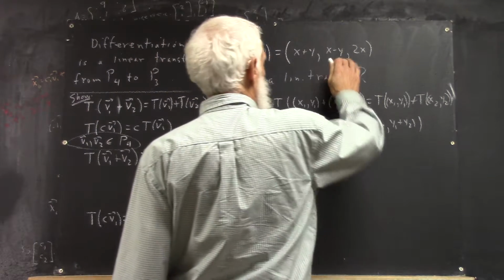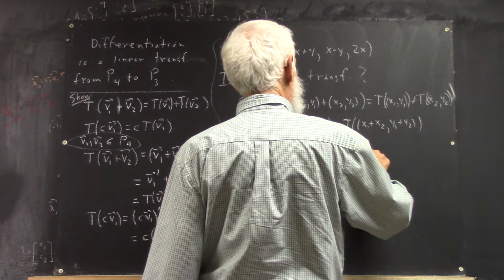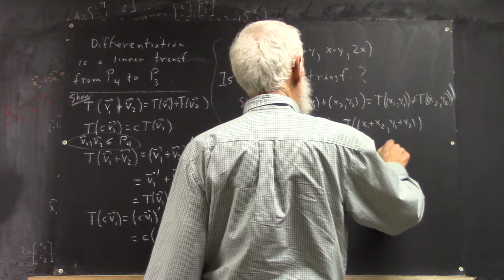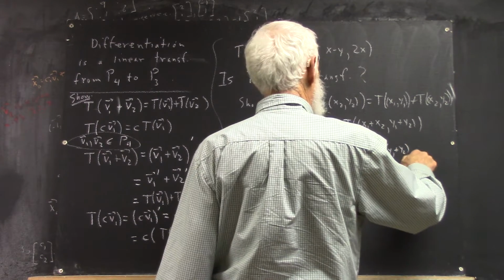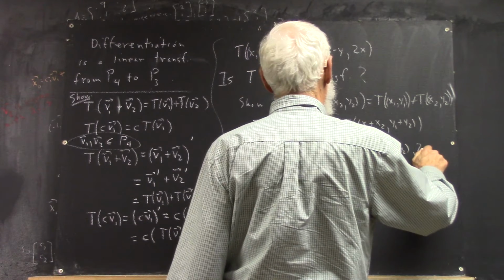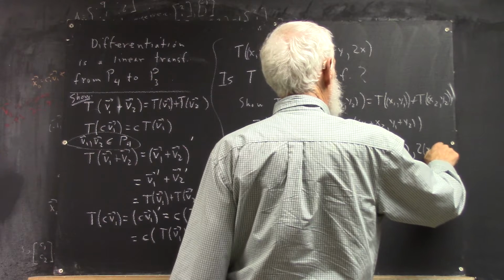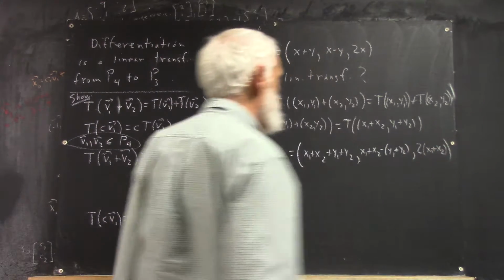And then when you do the same thing here, you're going to have x1 plus x2 minus the quantity y1 plus y2. And then you're going to have 2 times x1 plus x2. Okay?